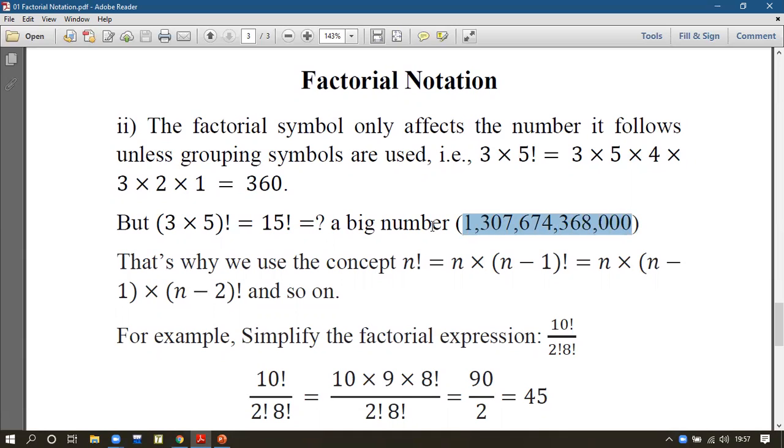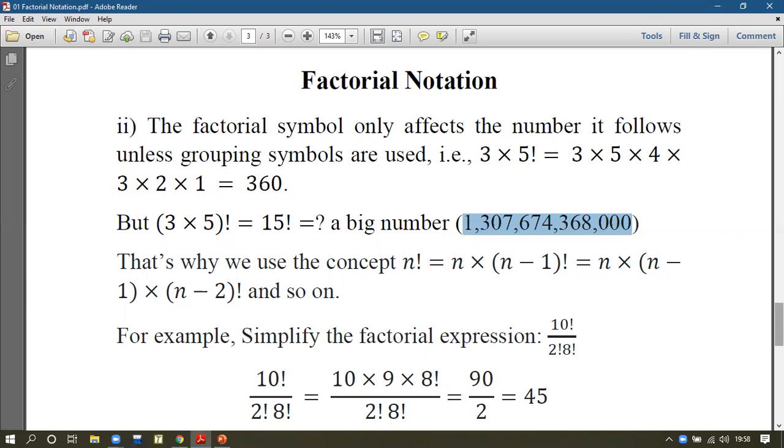When we multiply 15 into 14 into 13 into 12 into 11 into 10 into 9 into 8 into 7 into 6 into 5 into 4 into 3 into 2 into 1, then we get this answer. This is a very big number. That's why be careful about all these things. That's why we use the concept factorial n equals n into (n minus 1) factorial equals n into (n minus 1) into (n minus 2) factorial, and so on.